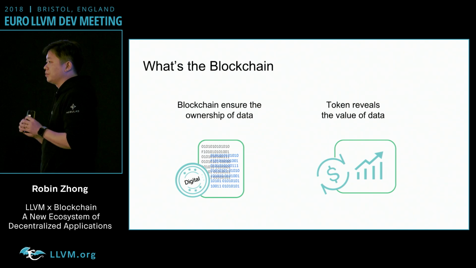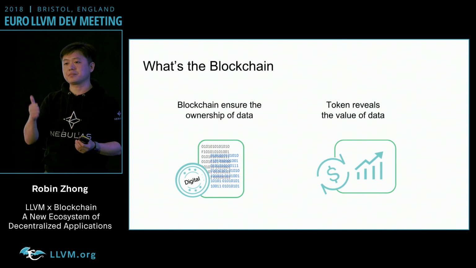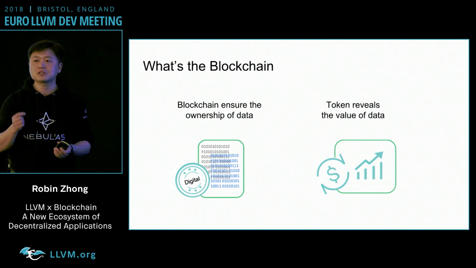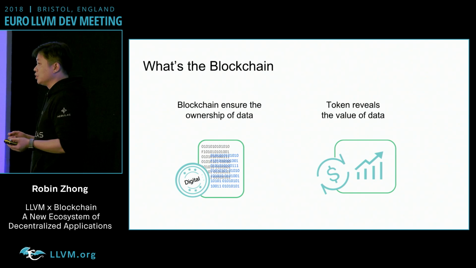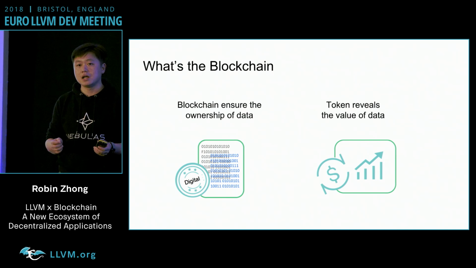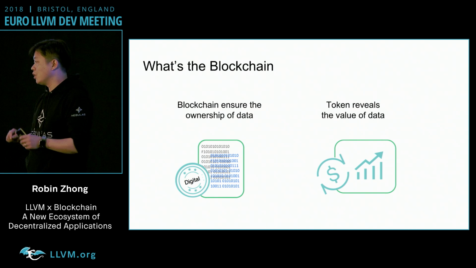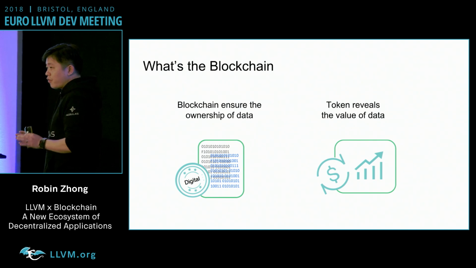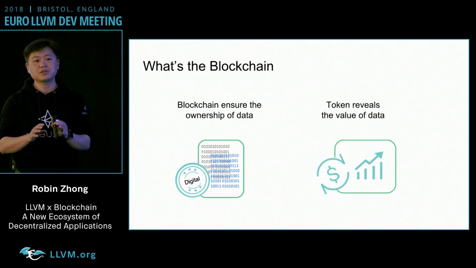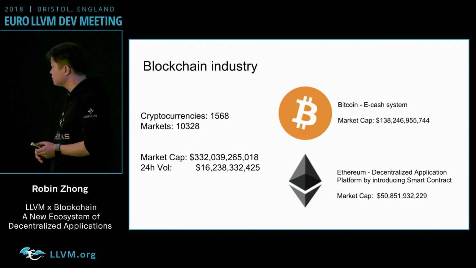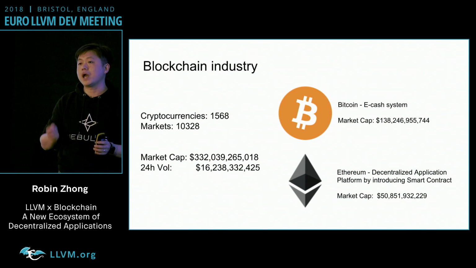For example, I have a CryptoKitty. I buy a cat from CryptoKitty. So what's the value? I just name the price $1. And if anyone else wants to buy this, he may need to pay $2, maybe something like that. So that is what the token does. Token reveals the value of data. So it puts the information, the data, the ownership, and the value in a closed loop to make the whole ecosystem run together. So that's the blockchain we are thinking about.